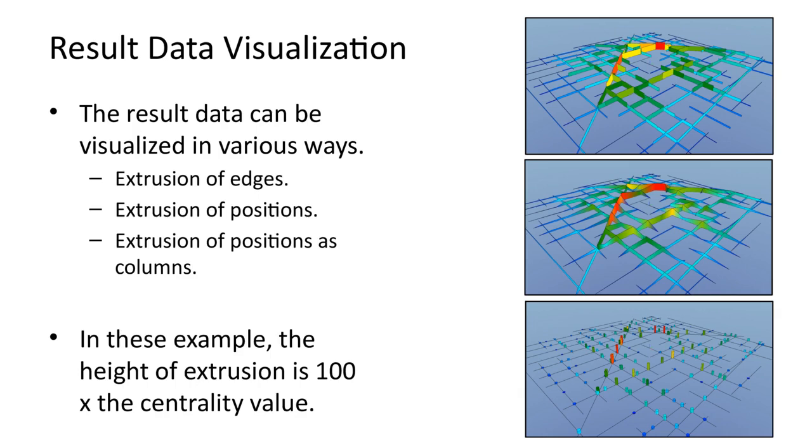The images show three different ways of visualizing the same centrality values. In the top image, edges are extruded. In the middle image, positions are extruded. And in the bottom image, columns are generated. The centrality functions only return values for centralities at positions. So for the top image, the centrality of each edge is calculated by taking the average of the centralities for the two positions. Next we will look at the different centrality metrics that can be calculated.